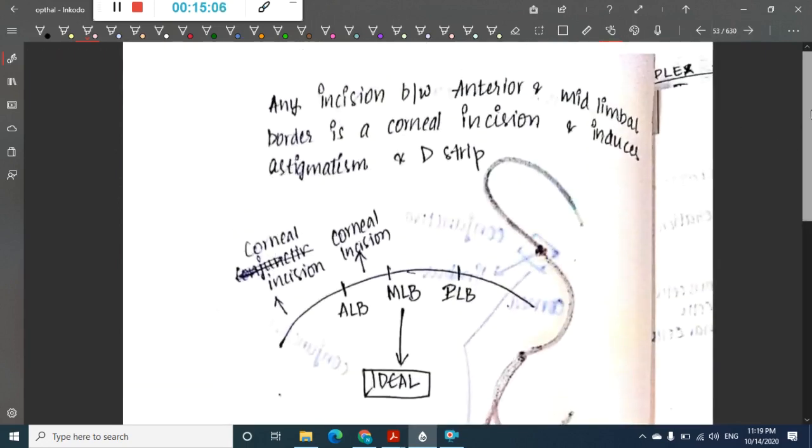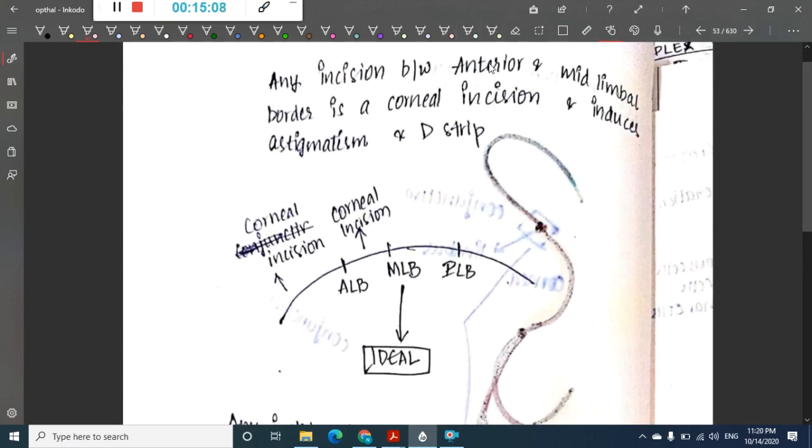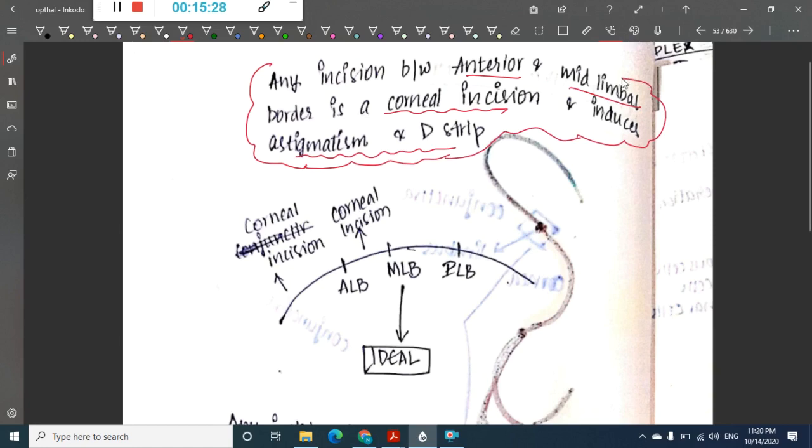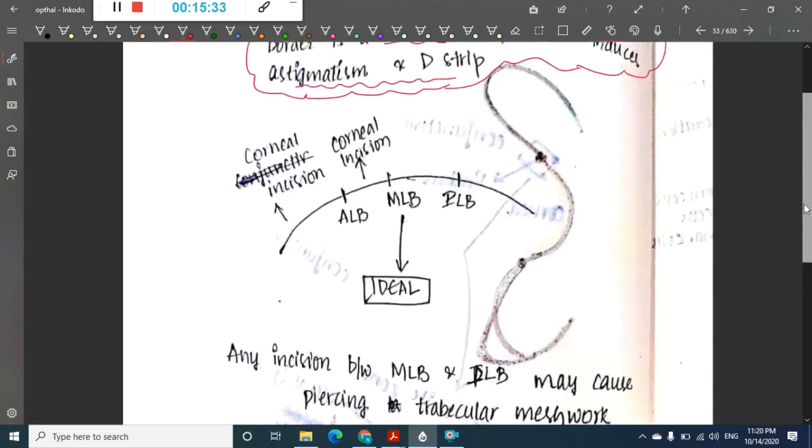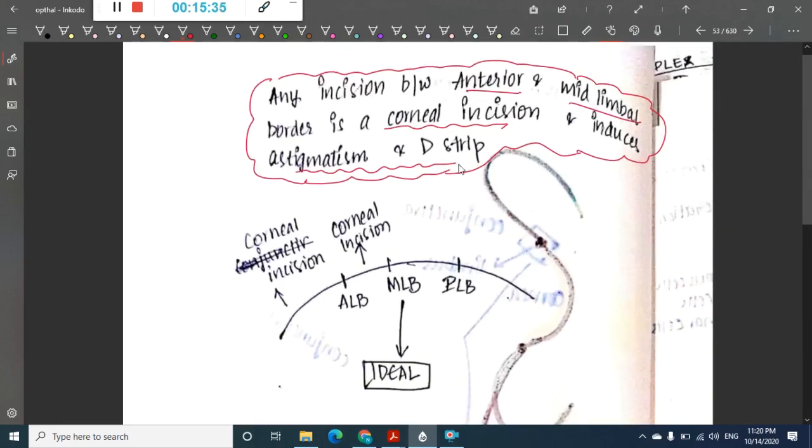Any incision you give between the anterior limbal border and mid limbal border is a corneal incision, and it induces astigmatism, right? This is very important. Because it is a corneal incision, it can cause astigmatism, or it can also cause the D-strip. Okay, so we should not give the incision between the anterior limbal border and mid limbal border.